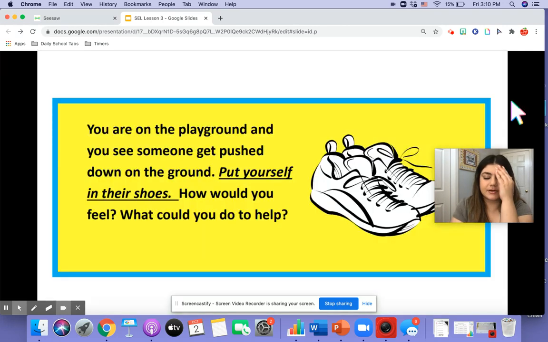Let's talk about some scenarios. Scenarios are problems that we want to solve. You are on the playground at school and you see someone getting pushed to the ground. Put yourself in their shoes. How would you feel? How would you feel if somebody pushed you to the ground? What could you do to help?